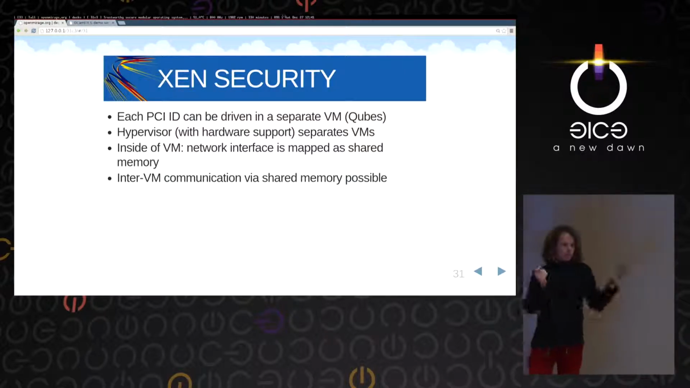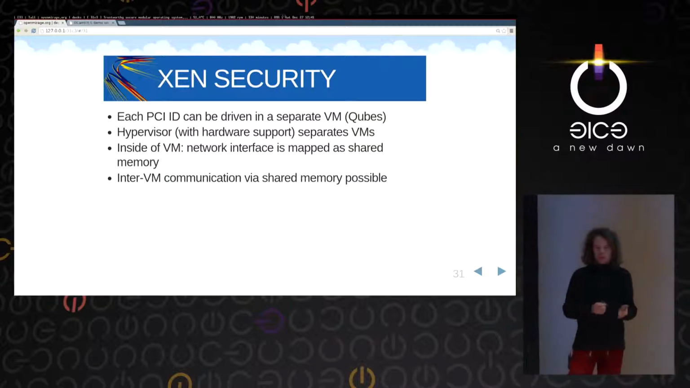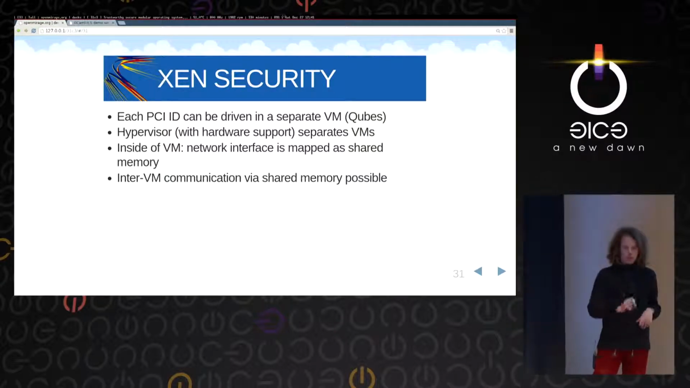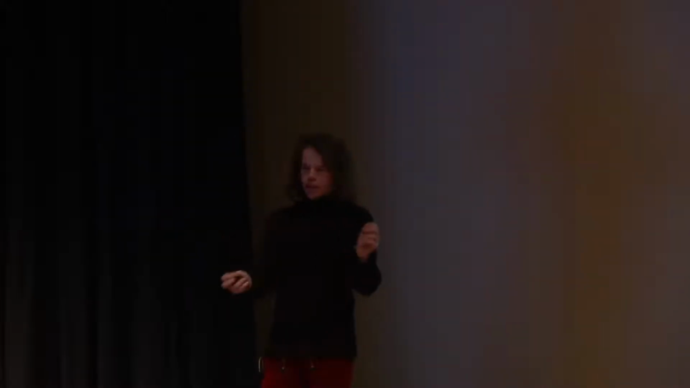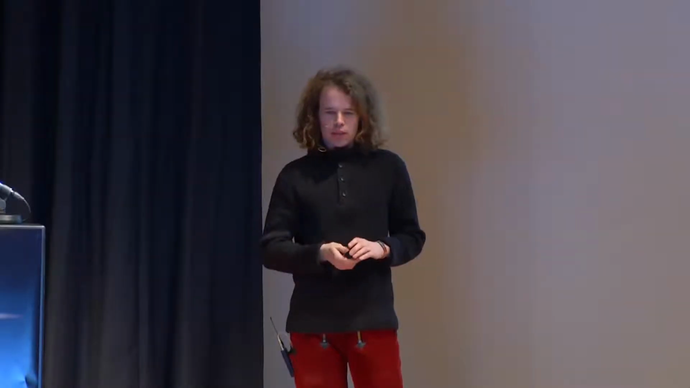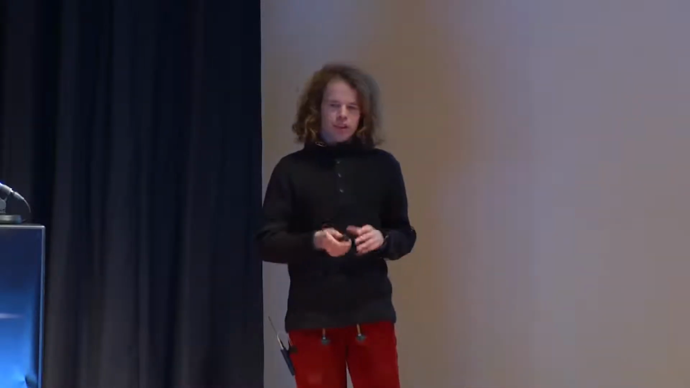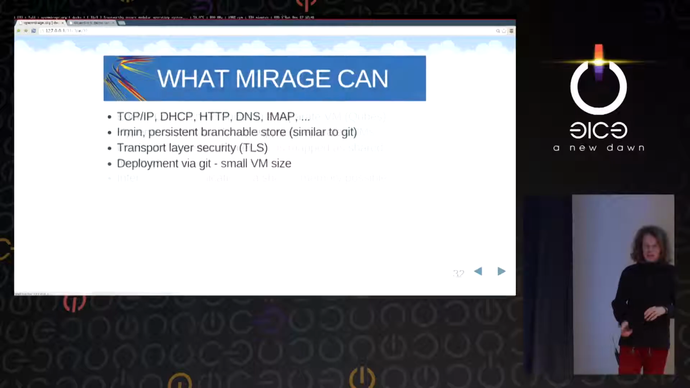The hypervisor is basically a scheduler which separates the virtual machines and takes care of that and schedules the virtual machines. Inside of the virtual machine, inside of MirageOS, we just have a piece of shared memory for accessing the packets which come in via TCP/IP, via the network card. And we can also do inter-virtual machine communication by using shared memory. That's also done, well, initially done by CubesOS, by the vchan library.